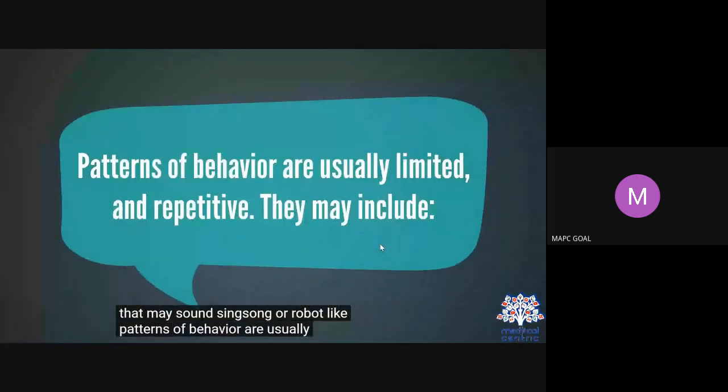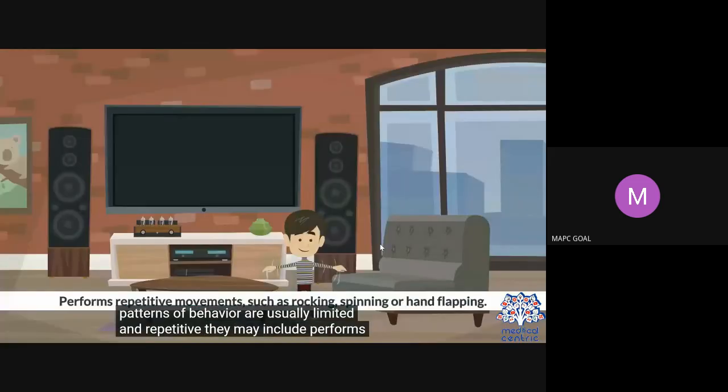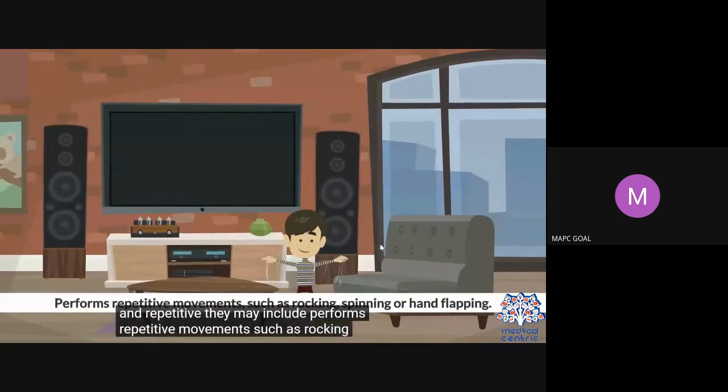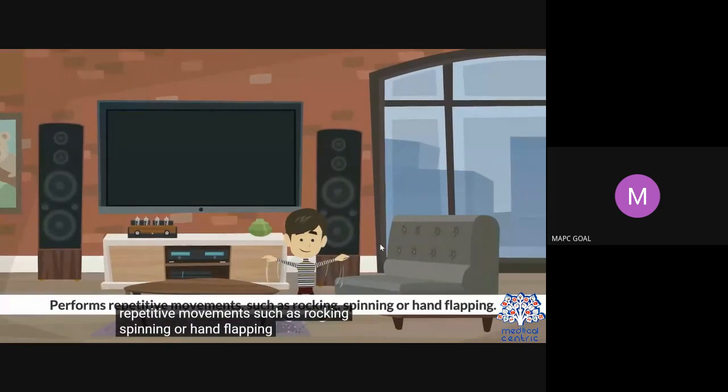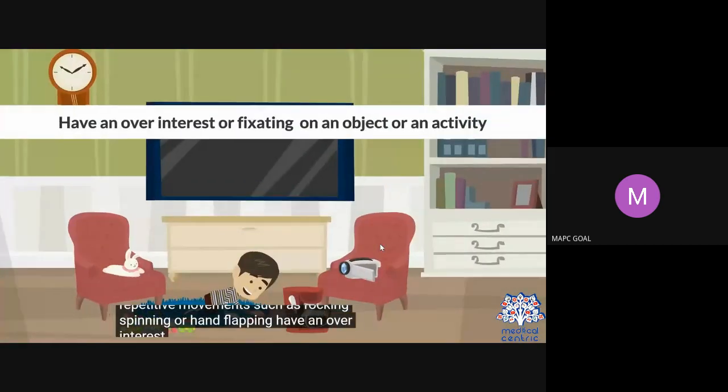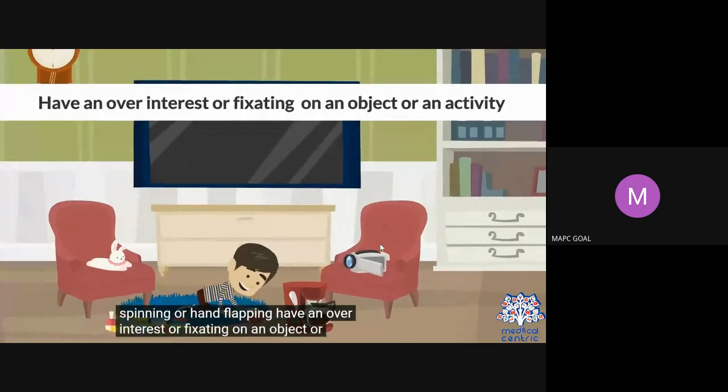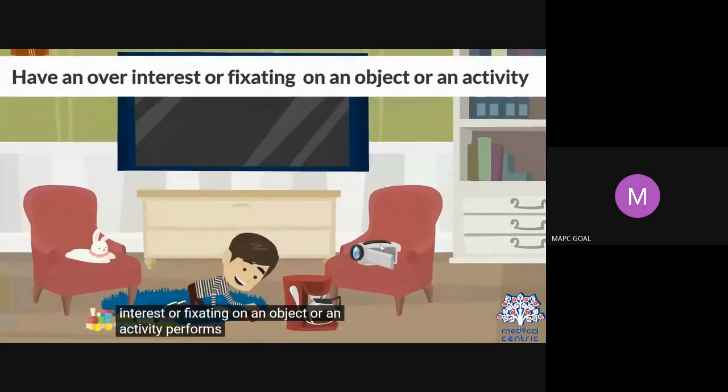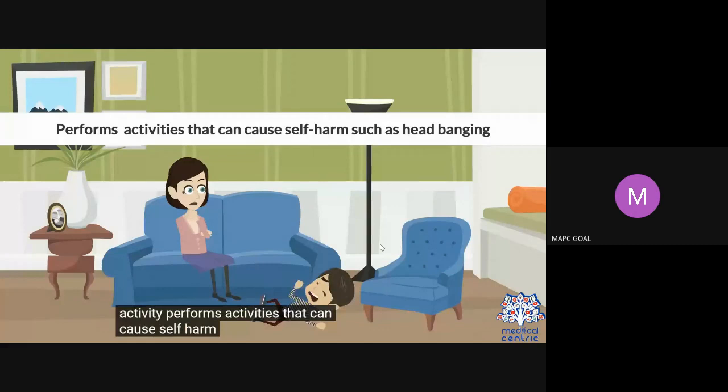Patterns of behavior are usually limited and repetitive. They may include performing repetitive movements such as rocking, spinning, or hand flapping. Having an over-interest in or fixating on an object or an activity. Performing activities that can cause self-harm, such as head banging.